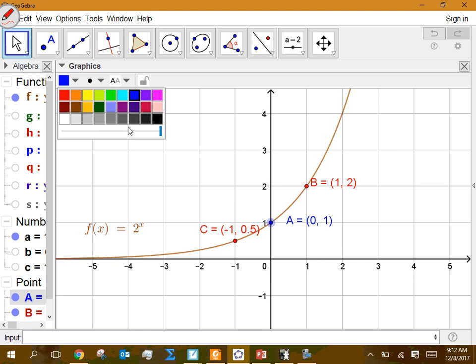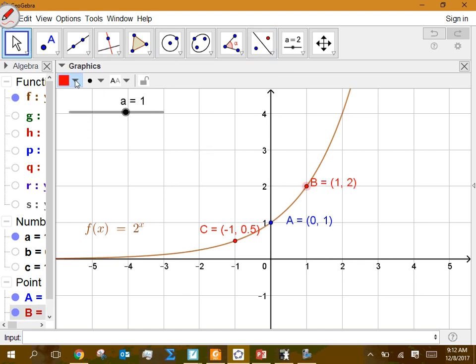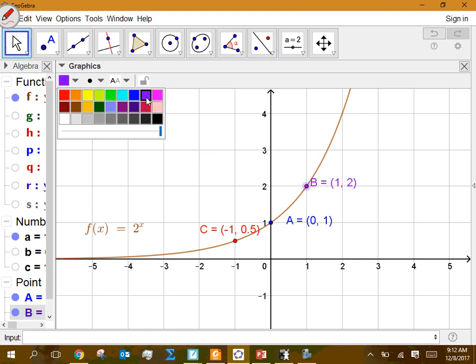The other points, B. Let's look at point B here, that point 1, 2. Think about this: no matter what my base is, if I raise it to the first power, what do I always get back? The same thing I started with. 2 to the first gives me 2. 3 to the first gives me 3. 4 to the first gives me 4. So 1, comma, my base will be a critical point on every single exponential function.